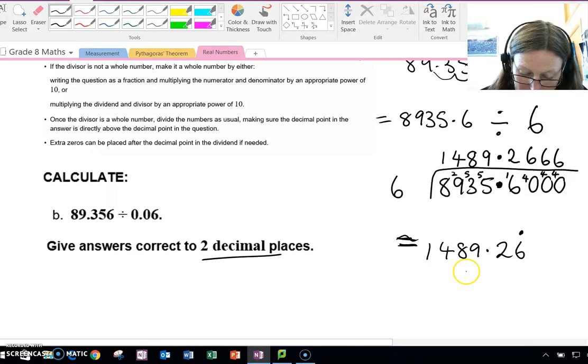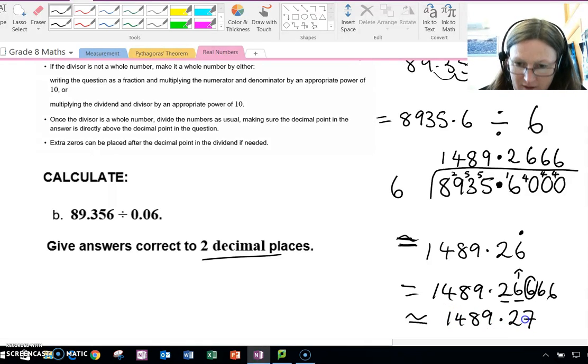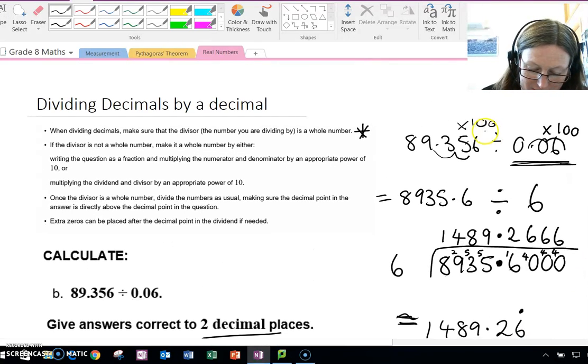So to 2 decimal places, if I write out a few more than 2 decimal places, it's 0.26666 and so on. So to 2 decimal places, 1, 2. I look at my third decimal place. It is above 5, so I round this 6 here up to a 7. So correct to 2 decimal places, it is approximately 1489.27, an approximation because we're rounding off. Just going over what we did at the start, because this is the new thing: if we are dividing by a non-whole number, we need to make that into a whole number.